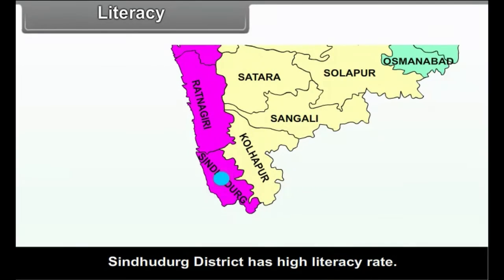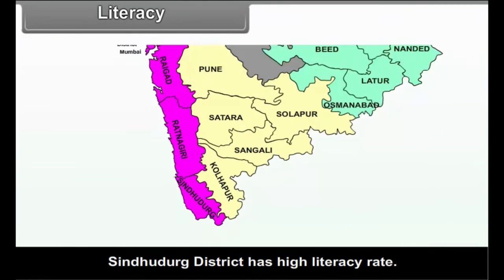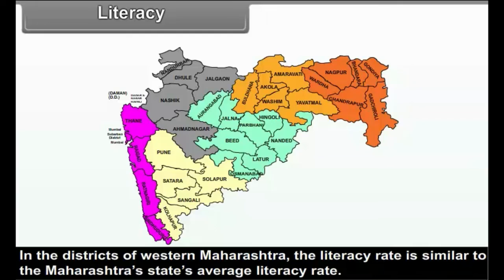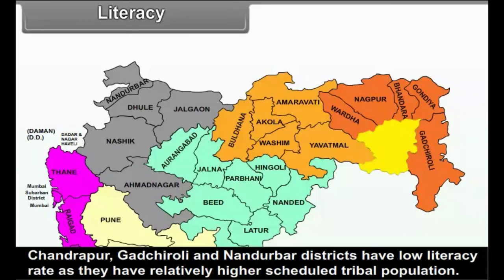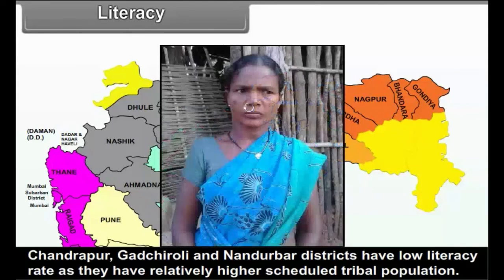Sindhudurg district has a high literacy rate. In the districts of Western Maharashtra, the literacy rate is similar to the Maharashtra state's average literacy rate. In Central and Eastern Maharashtra, literacy rate is low. Chandrapur, Gadchiroli and Nandurbar districts have low literacy rate as they have relatively higher scheduled tribal population.